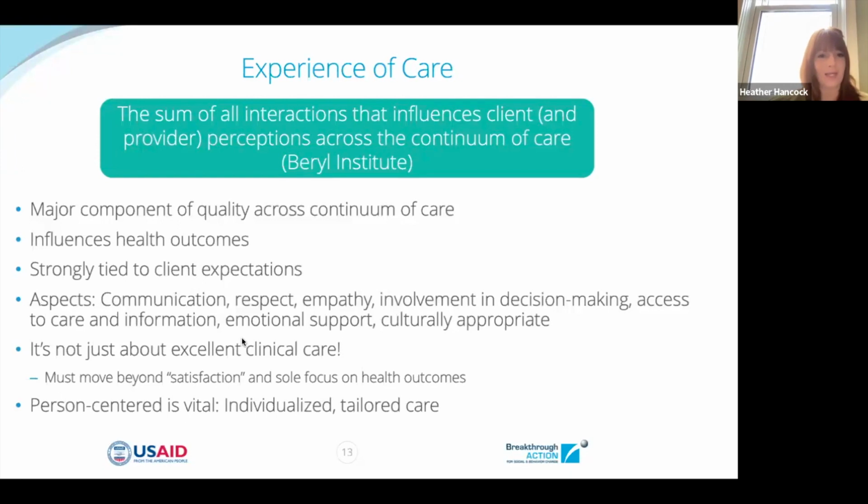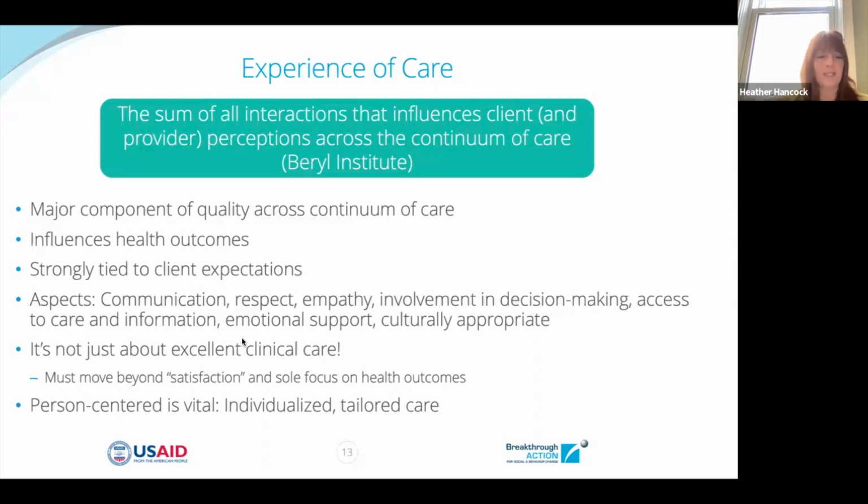And in that same vein, it's important to move beyond simple satisfaction measures, because oftentimes we find that clients have low expectations, and so they might say that they are satisfied with care even if they didn't receive a very high quality of care or they didn't have a positive experience of care overall. And then finally, there is this idea that person-centered care is vital. It really does need to be individualized, and there needs to be tailored care.